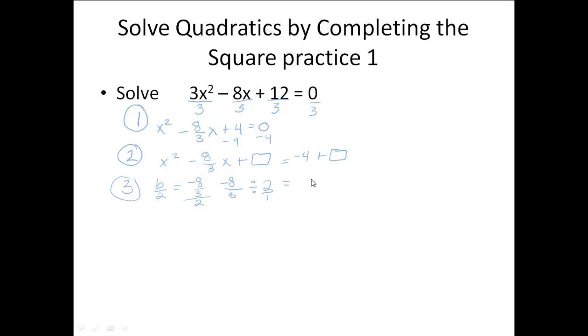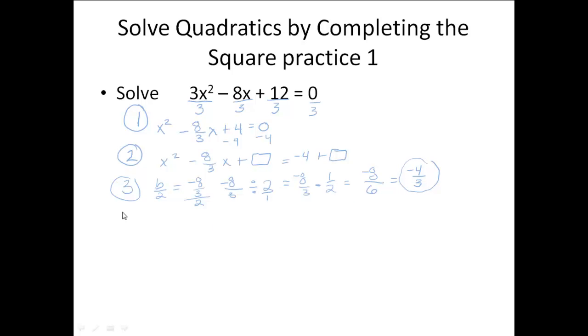Remember, when you're dividing fractions, you multiply by the reciprocal. So I'm going to have negative 8/3 times 1 over 2, which will end up giving me negative 8 over 6. I'm going to reduce that down to negative 4 over 3. So my b over 2 turns out to be negative 4 over 3.